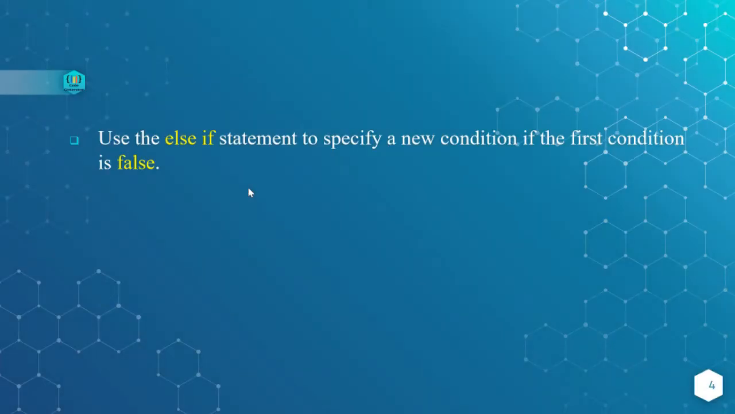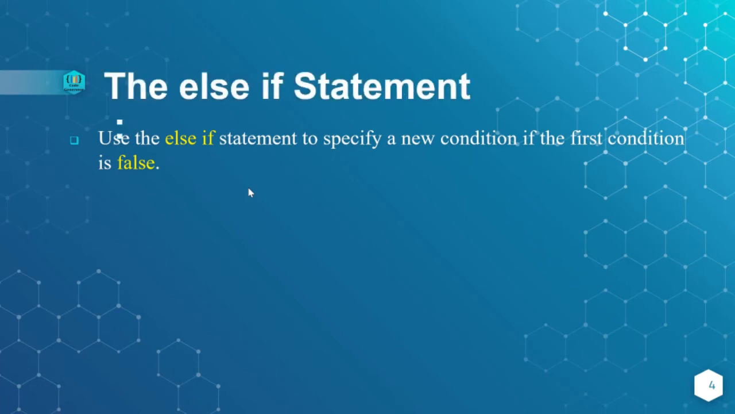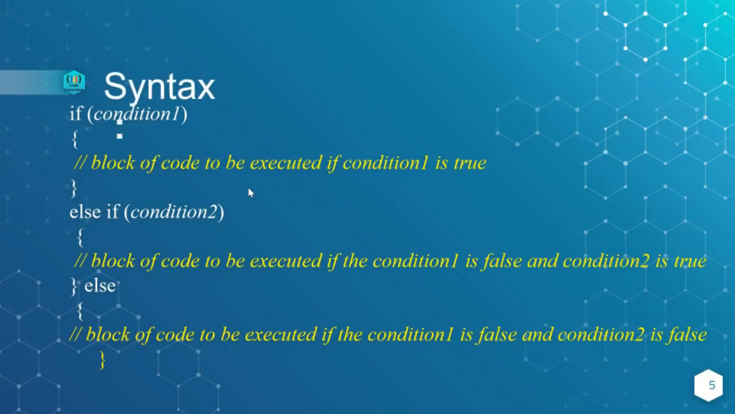As we have seen the example for that, the next one is the else if statement. Where can we use the else if statement? Use the else if statement to specify a new condition if the first condition is false. Okay, let's make it easy. First, we will go with the syntax.